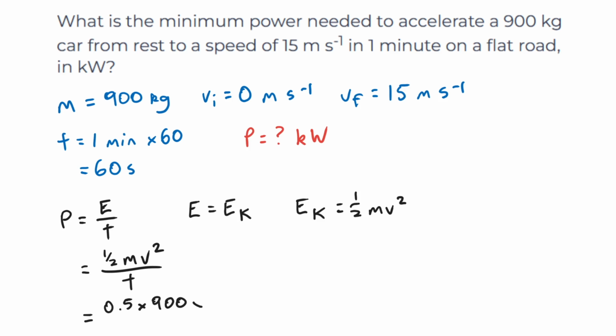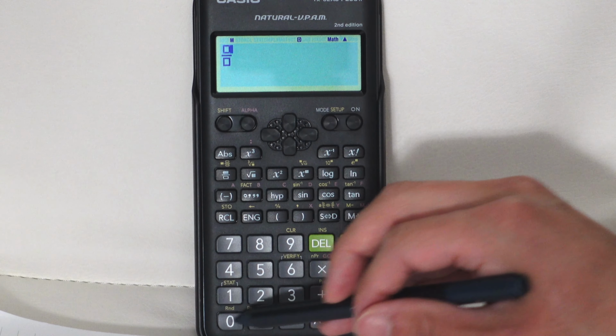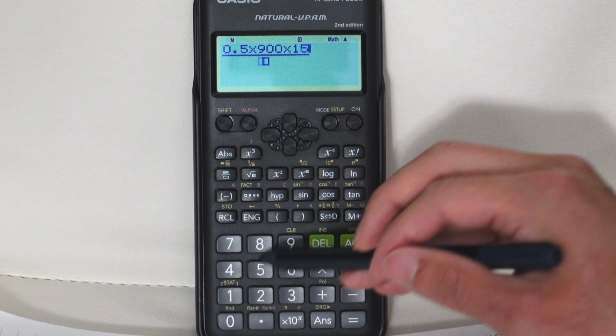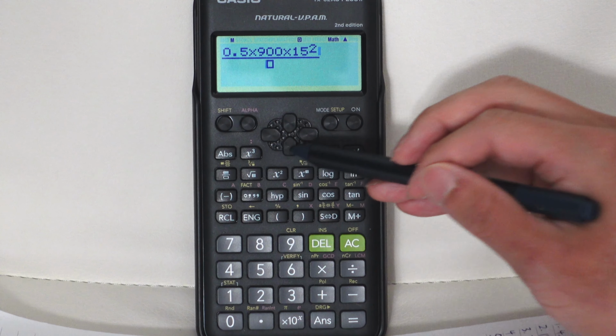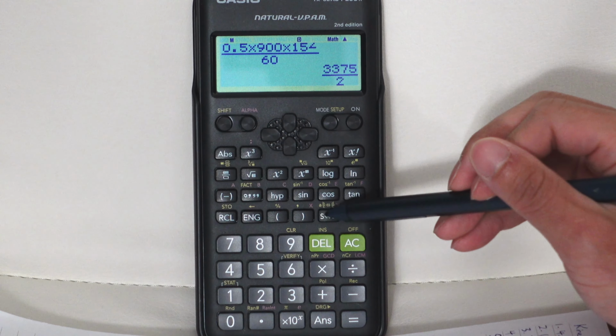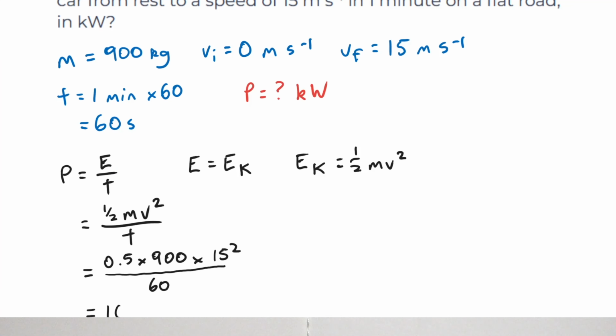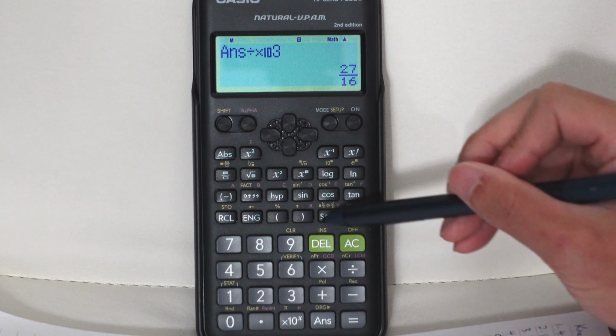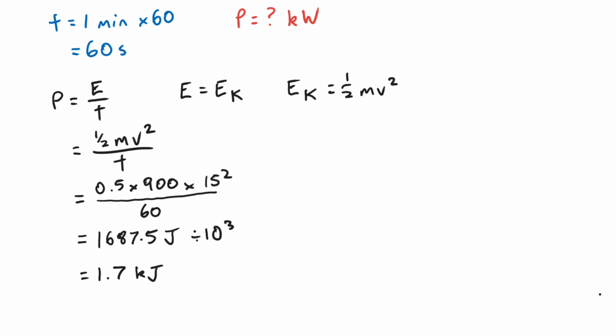Putting the numbers in, P equals 0.5 times 900 times 15 squared over 60. If we put that into the calculator, press the fraction button, enter 0.5 times 900 times 15 squared, then arrow down and 60 and enter. Press the SD button to convert into a decimal number and we get 1687.5 joules. We need this to be in kilojoules, so we need to add the kilo prefix. To do this, we divide by 10 to the power of 3, which makes it 1.7 kilojoules.